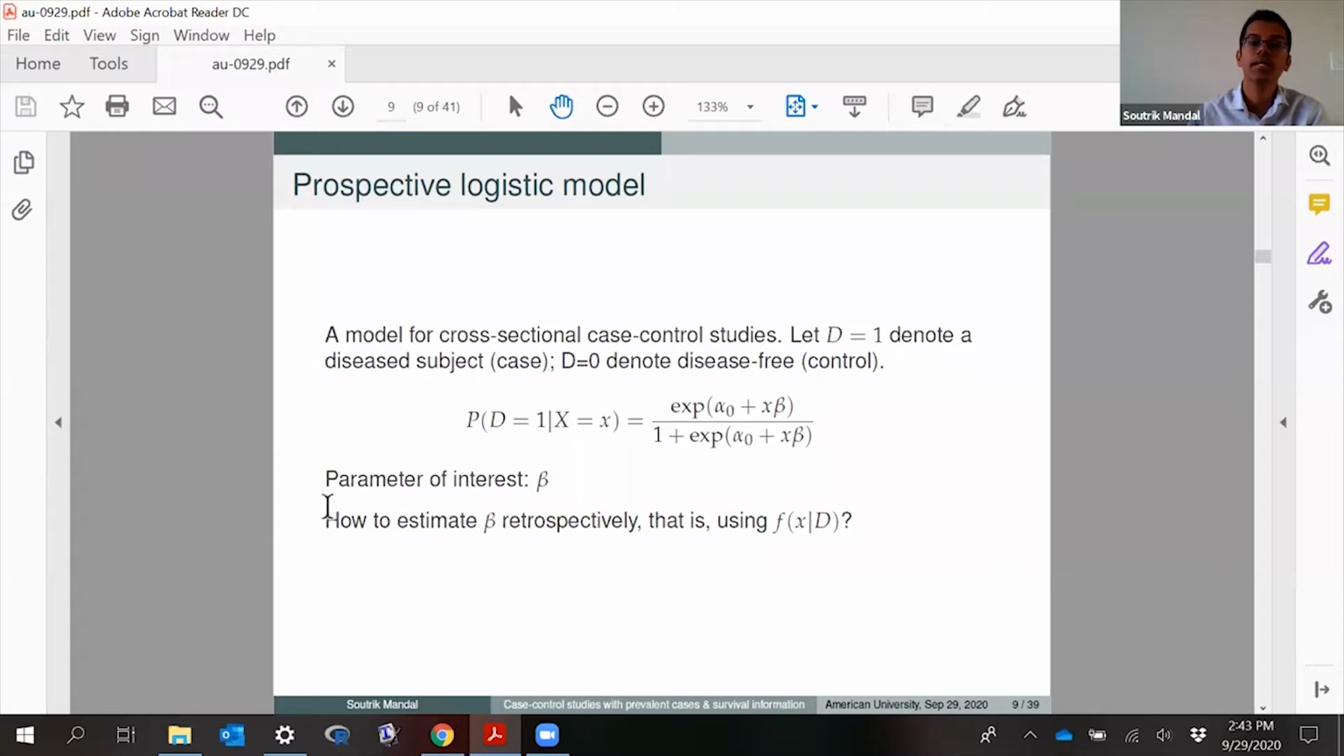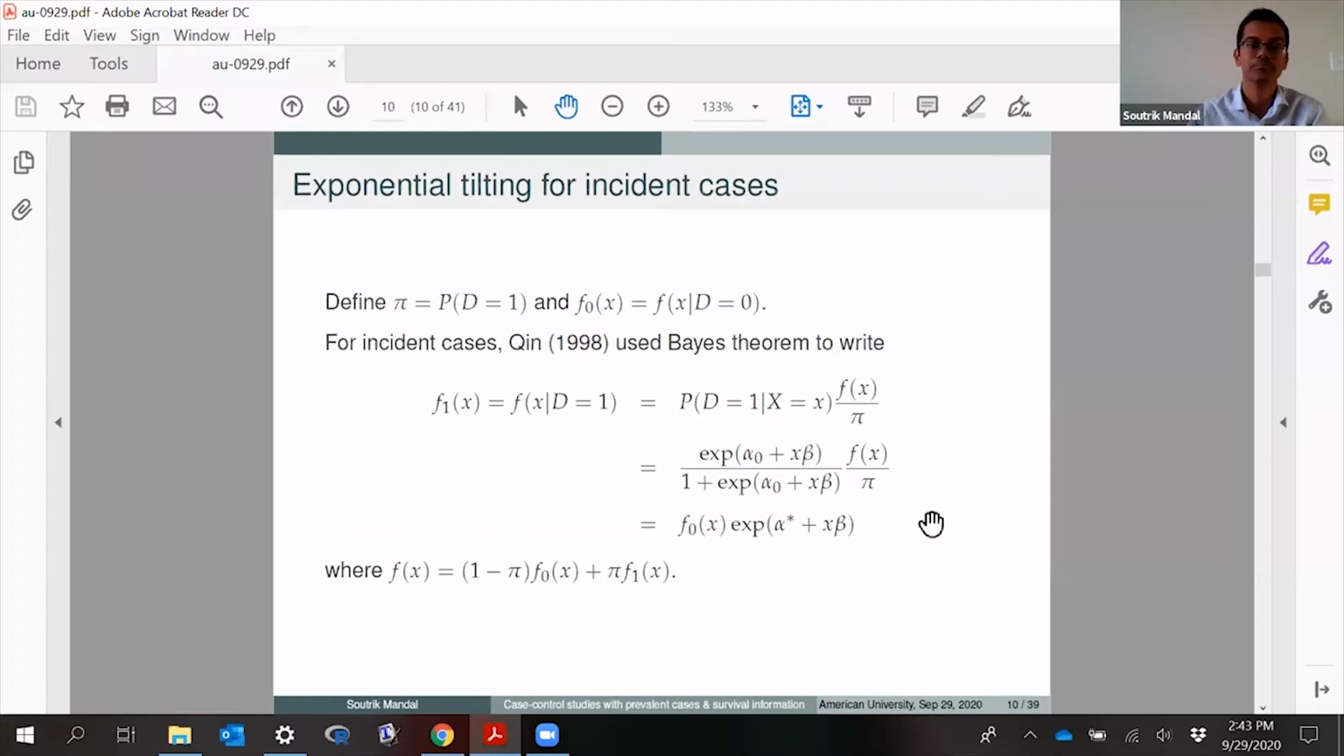So here I'm talking about a prospective logistic model, and I started by discussing a retrospective sampling design, right? So how do we estimate beta retrospectively? That is using the distribution of exposure given disease, the retrospective way. So I'm going to show that next.